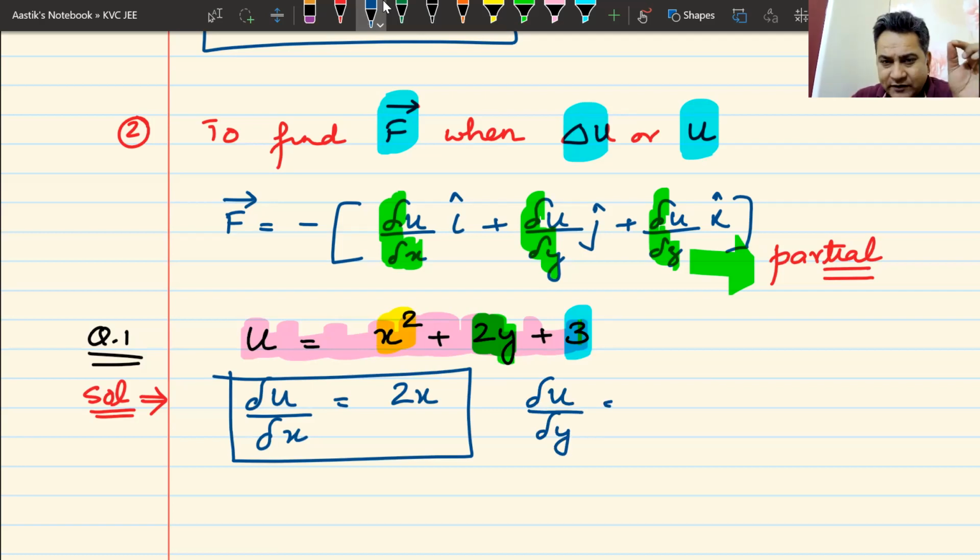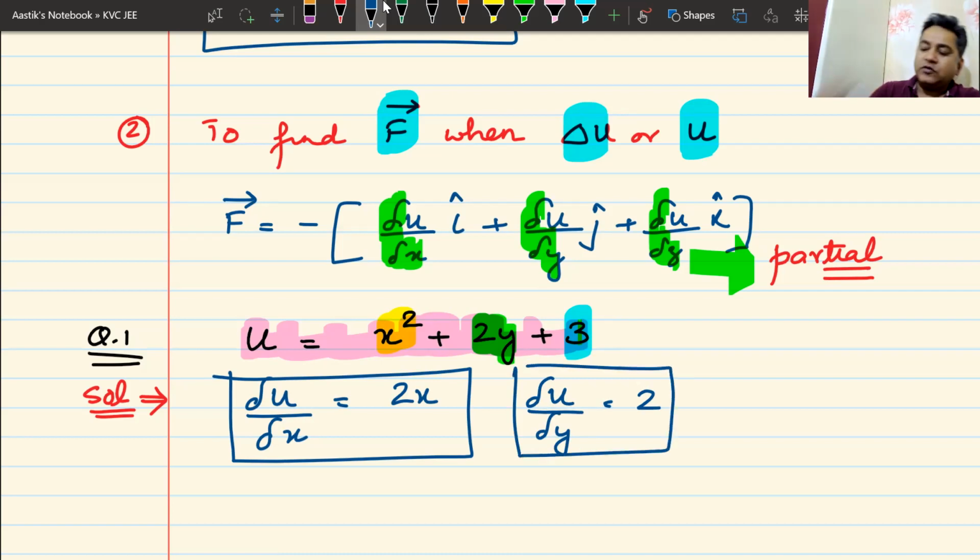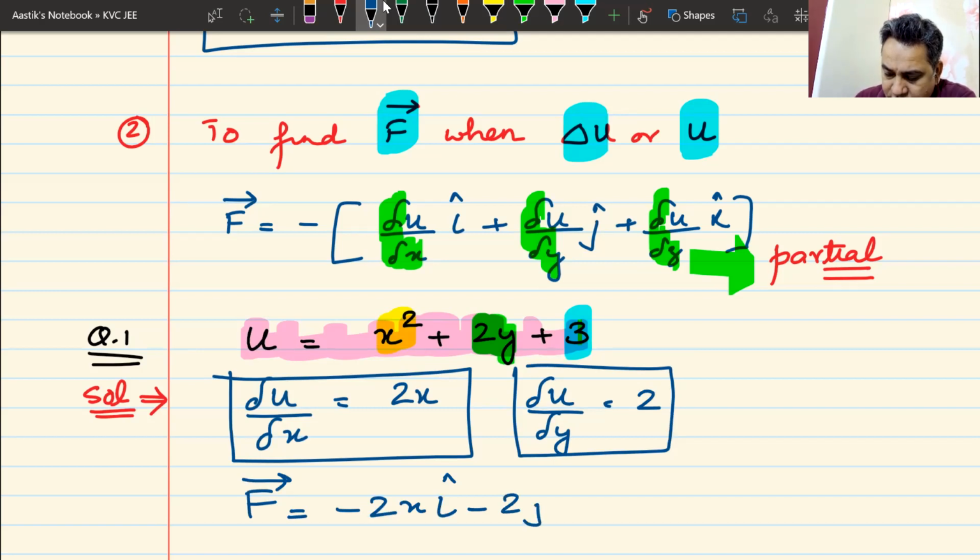Then on similar lines, I can calculate del u by del y of this entire thing. The del u by del y of x squared will be 0 because x cannot be differentiated with respect to y. X is a constant. Derivative of 2y with respect to y would be simply equal to 2. Derivative of 3 with respect to y would be 0. So del u by del y will be simply equal to 2. Now I just put the formula in the above thing and I put it here. So my force vector F becomes minus 2x i minus 2j.